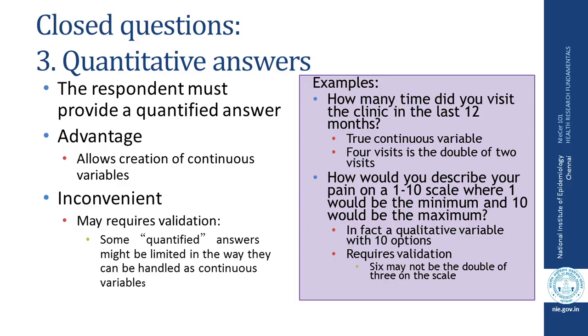And thirdly, we could have closed questions which have quantitative answers, where the respondent has to provide a number, such as age, or maybe one example here, how many times did you visit the clinic in the last 12 months. These kinds of questions allow the creation of continuous variables and then measuring and doing the analysis for continuous variables. If needed, we can always categorize these variables later on at the time of analysis.